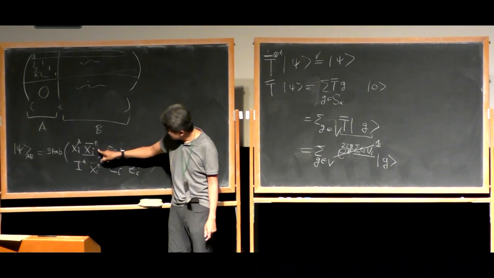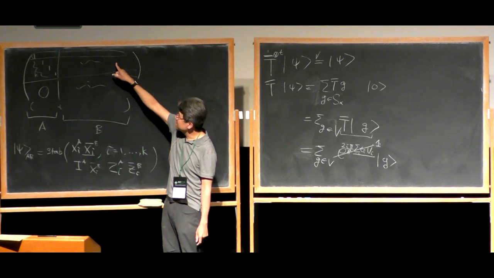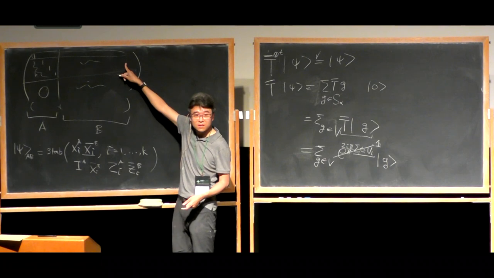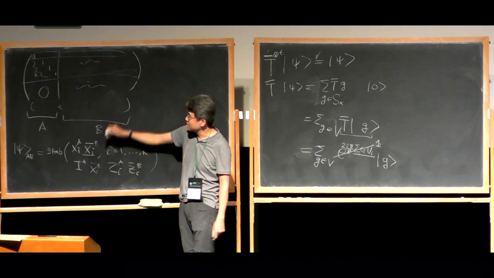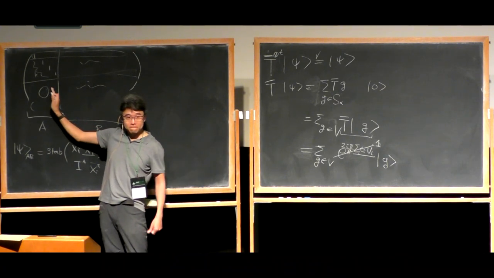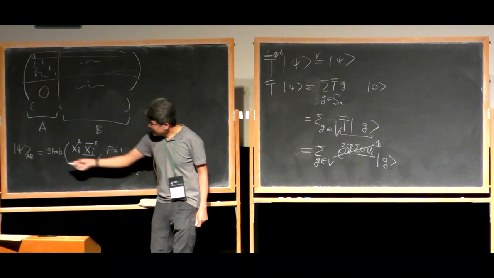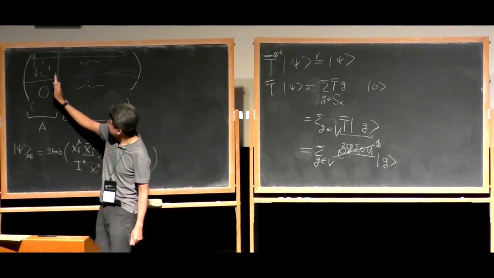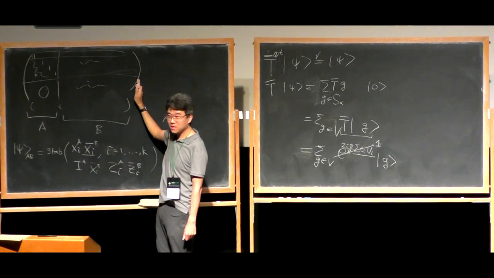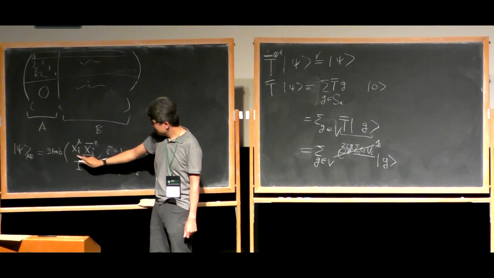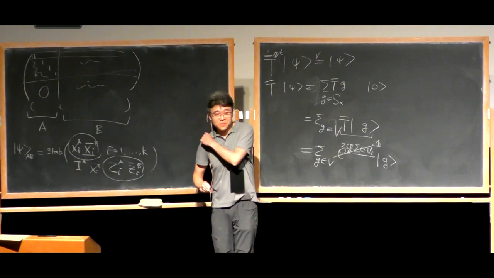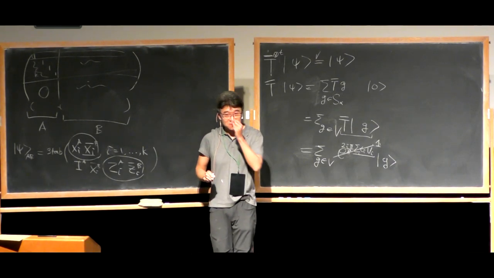And X_i bar is precisely the logical operator of that triorthogonal code. And Z_i is also the logical operator. Everything else is just a stabilizer acting on this B part only. There's no support on the A side. So this state is nothing but k unprotected qubits and k logical qubits encoded in a triorthogonal code, forming k Bell pairs. Clear?